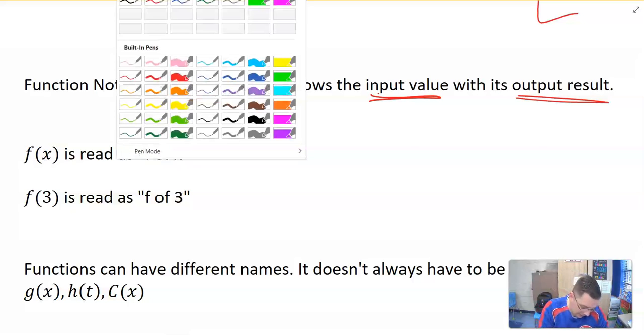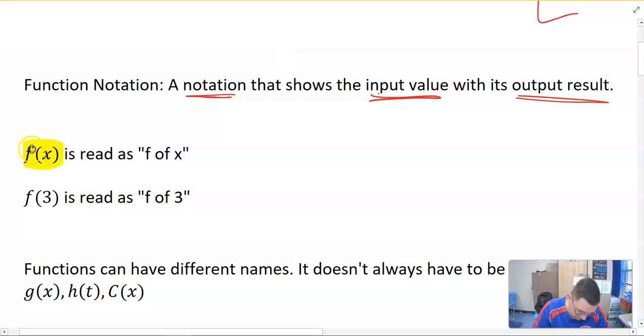Let's talk about how we actually read this notation. When you see f parenthesis x, you don't say "f parenthesis x" because it's not some multiplication. It's f of x. If we see this, we read that as f of 3. Or if we were to have this, what would this say? This would be f of negative 4.